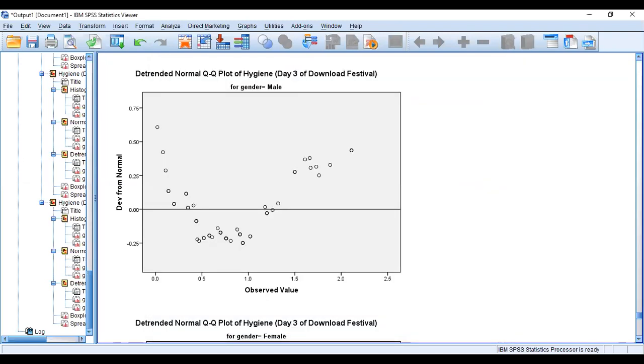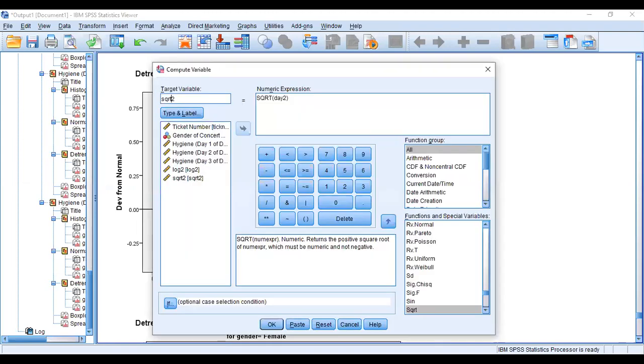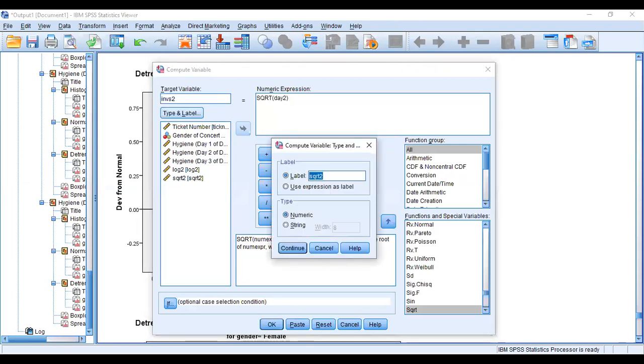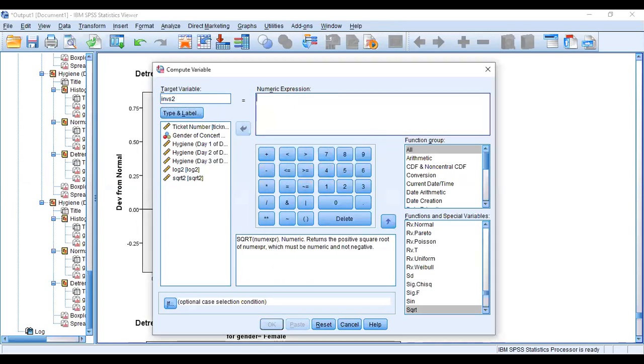So third, inverse transformation. How will I do the inverse transformation? In inverse transformation, types compute, or here I will take inverse, invs. Okay, inverse. So I will copy and paste into this particular label box, and continue, and then inverse q. So 1 by, in a bracket, I will transfer day 2 data plus 1.